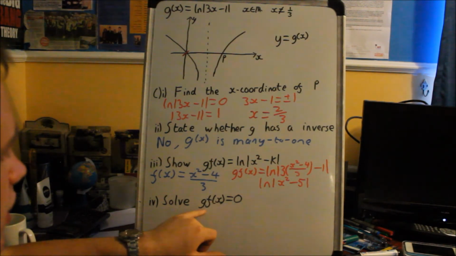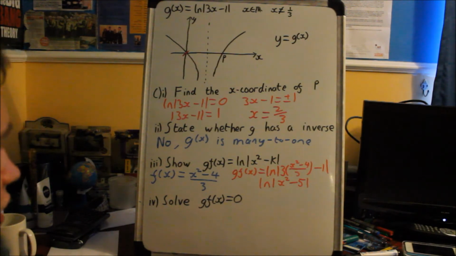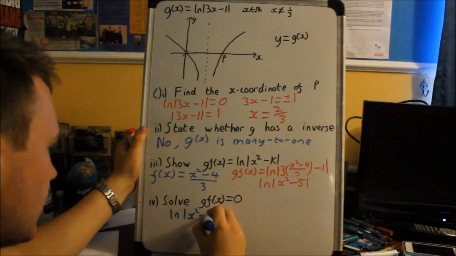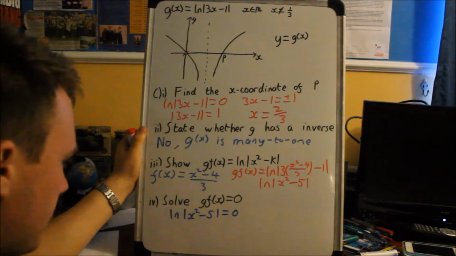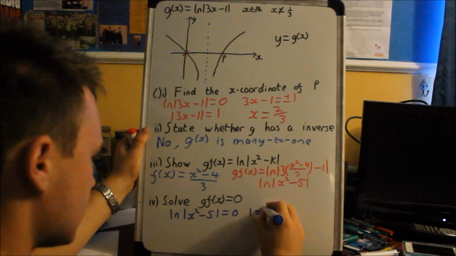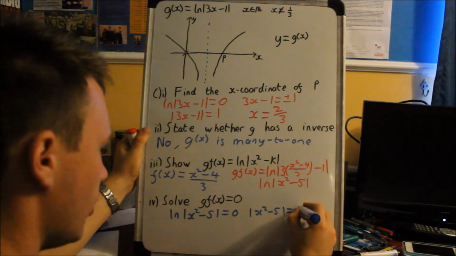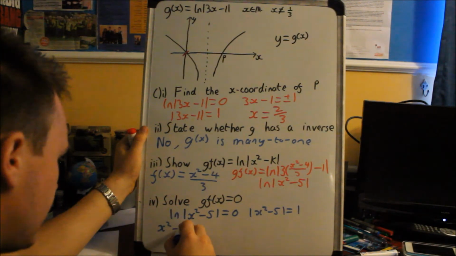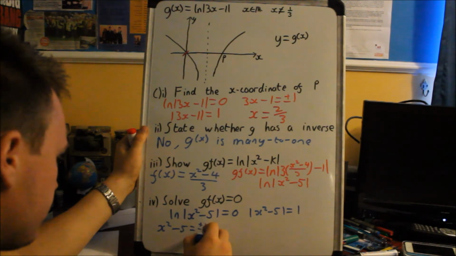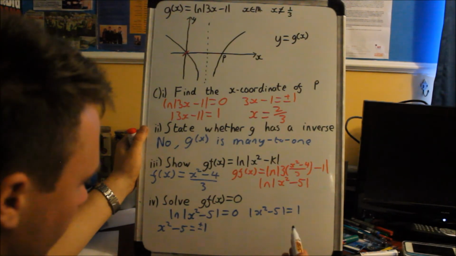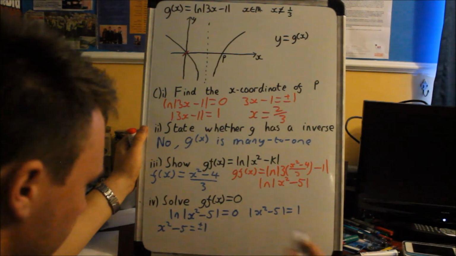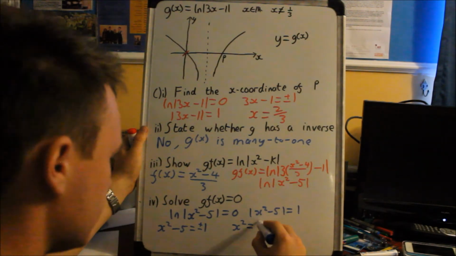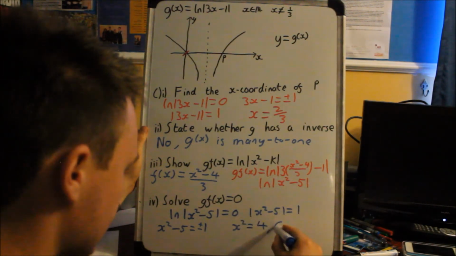Finally, part 4, solve gf of x equals 0. We've just done what gf of x equals, and it tells you anyway, so x squared minus 5, we've set it equal to 0. First we exponentiate both sides, we get the modulus of x squared minus 5 equals 1, since e to the 0 is 1. So we get x squared minus 5 equals plus or minus 1. Then we add 5 onto both minus 1 and 1, so we get two values for x squared. x squared equals minus 1 plus 5, which is 4, and plus 1 plus 5, which is 6.